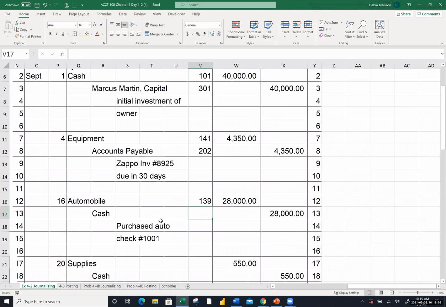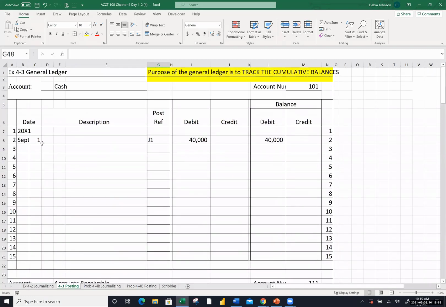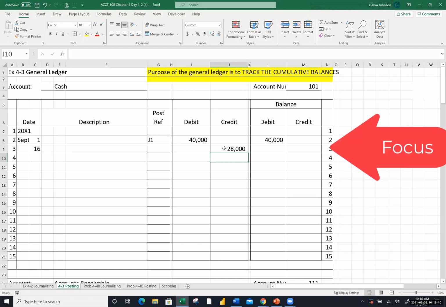Now, if you've tuned me out, you need to tune me back in when we do this credit here, because now we're going to change our cash balance. So this credit to cash of 28,000, remember cash is our first account. So we're going to scroll all the way up to the top. We're going to drop in our date here. And I'm trying to refresh my memory on what that date was. I believe it was the 16th. We had a credit of 28,000. I hope you guys are paying attention.